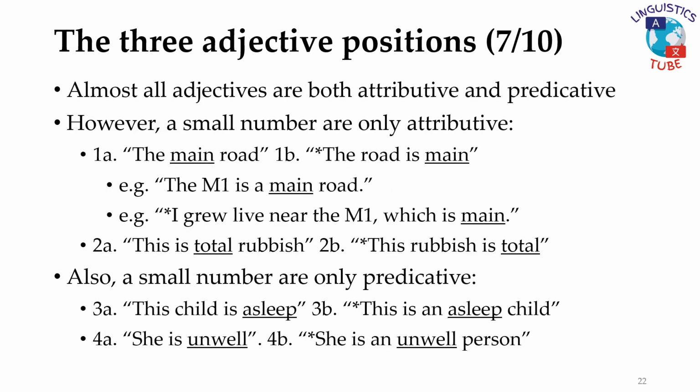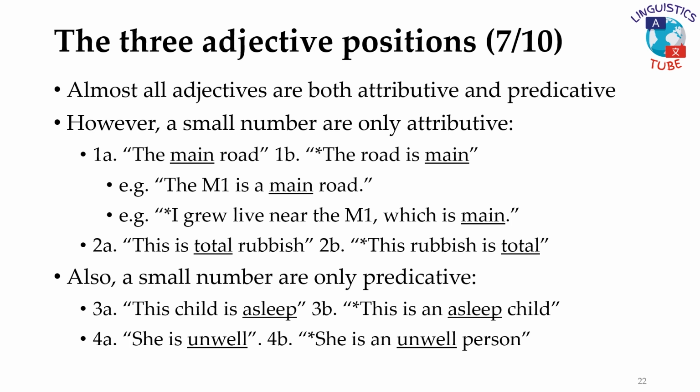Regarding the 2 common adjective positions, almost all adjectives can be both attributive and predicative. However, a very small number of adjectives can only appear in the attributive position, and a very small number of adjectives can only appear in the predicative position. Here are a few examples to demonstrate this.